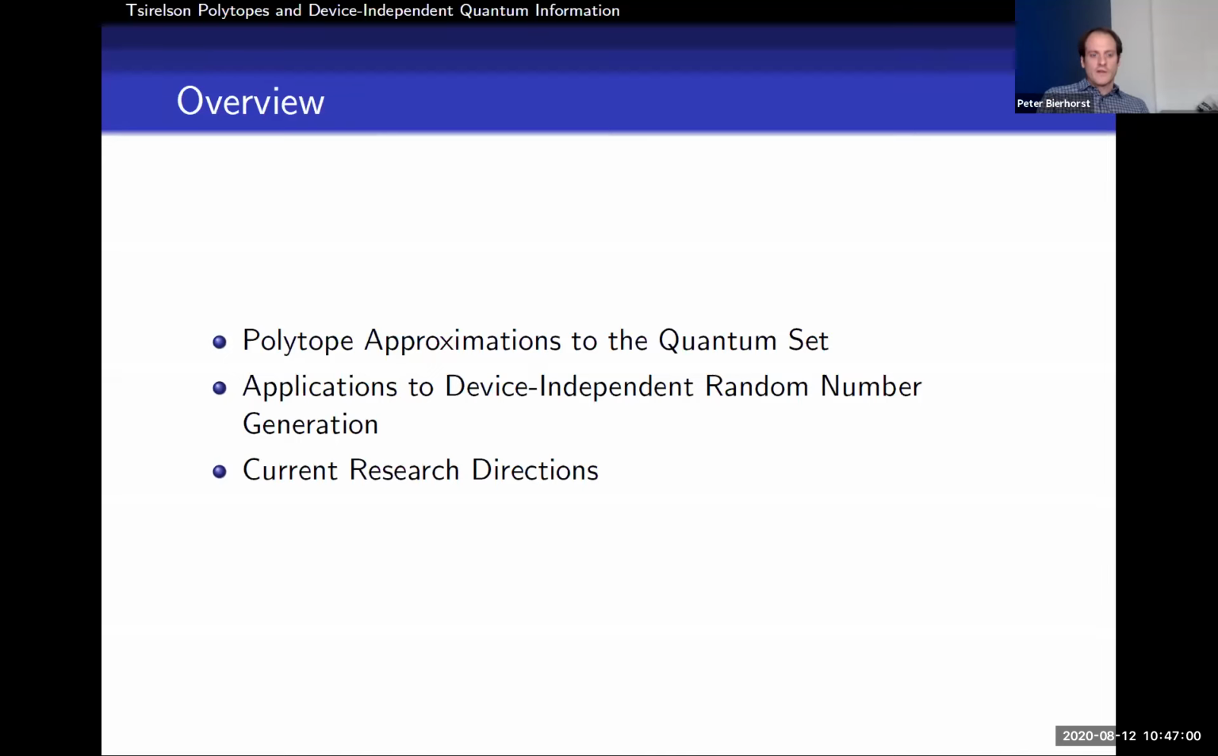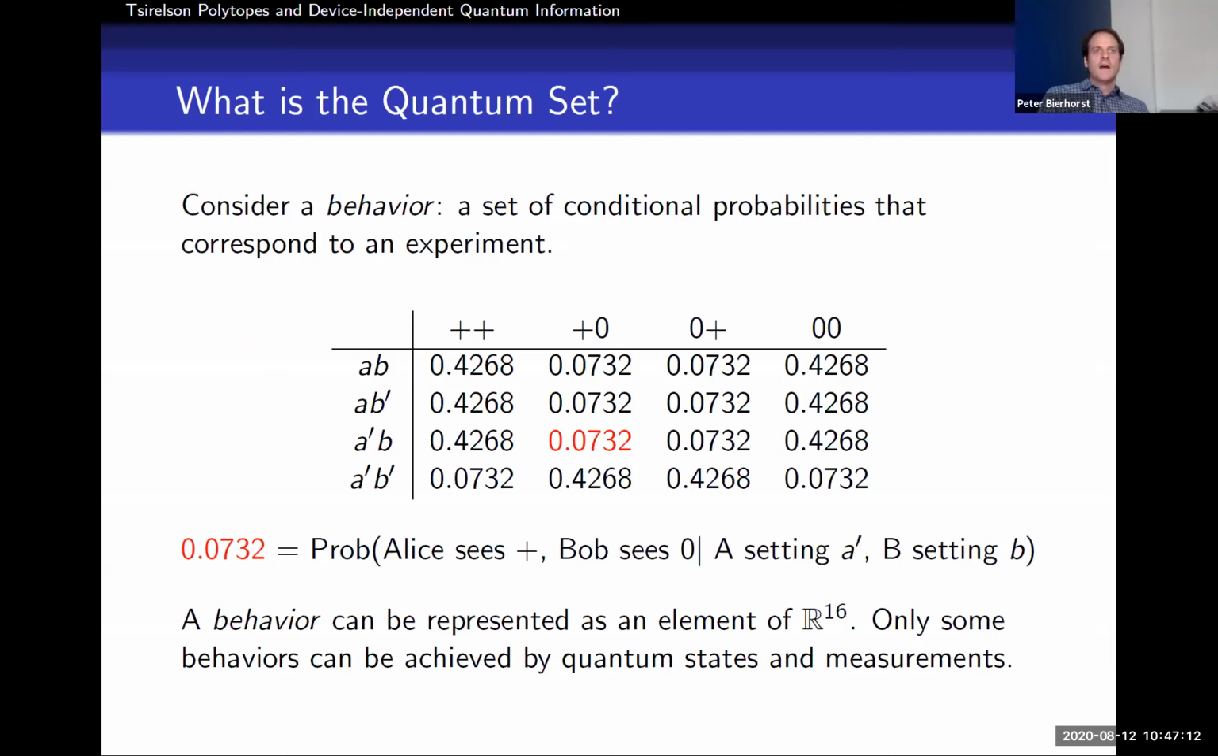So let's start with polytope approximations to the quantum set. A lot of you are probably asking, what is the quantum set? What are polytopes? We'll start with the quantum set, and I want to consider a behavior. This is a set of conditional probabilities that correspond to an experiment. So let's think about this table a little bit. What have I written here?